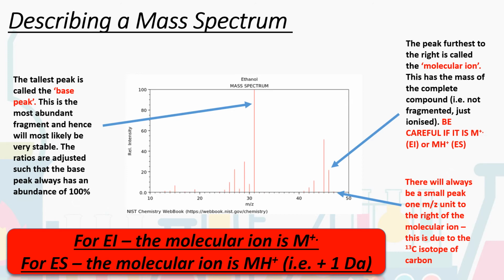The molecular ion tends to be, as you can see here for the ethanol, not a particularly big peak, but certainly big enough, roughly about 25%. Next to it, there will often be a very tiny peak, which is due to the isotope of carbon-13. But the really key thing to take away is that your furthest right peak is the molecular ion. The highest peak, the 100%, is the base peak. And we just have to be careful with our molecular ion. If it's electron impact, the molecular ion is our radical cation, M plus dot. For electrospray, the molecular ion is MH plus, so it's got 1 extra m/z unit. We have to take 1 away to get our actual mass.